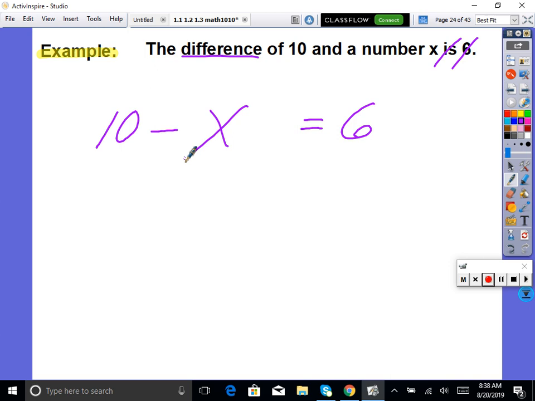Then from there, the algebra is subtract 10, divide by negative 1. You guys see how it's pretty basic? The hard part's setting it up.